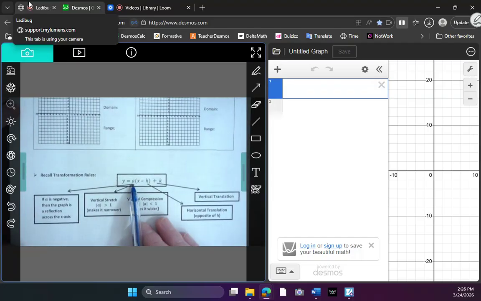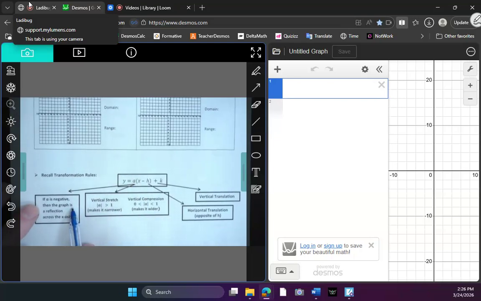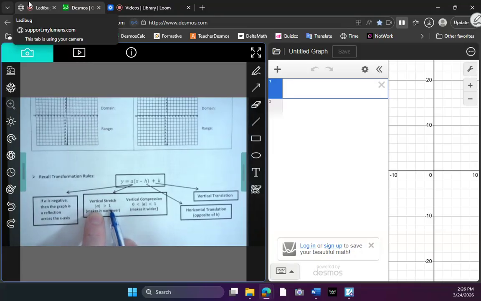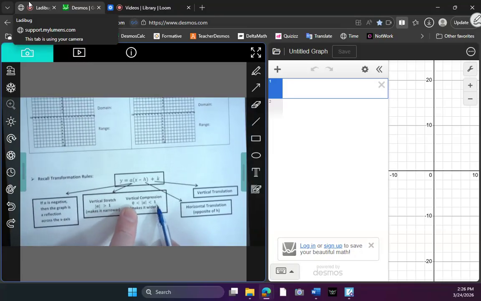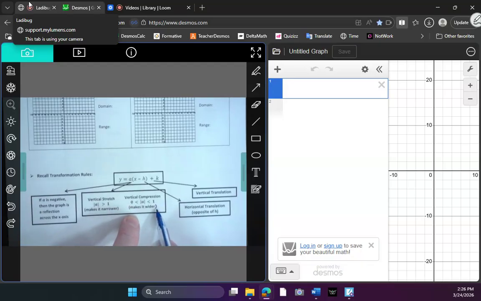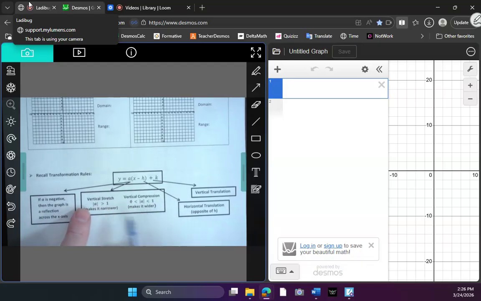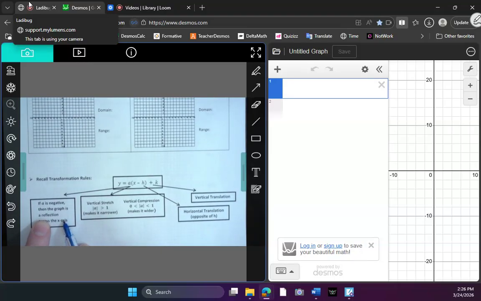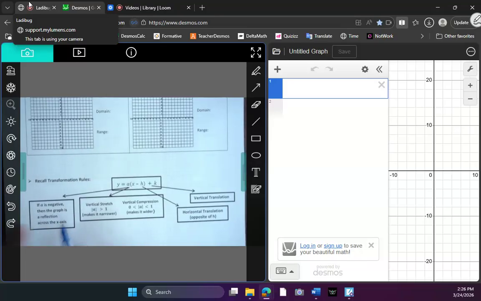So remember that the A value in front is going to reflect if it is negative, and it's going to do a vertical stretch if it's greater than 1, and if it is a fraction or decimal between 0 and 1, that's going to be a vertical compression. It's going to make it wider. This makes it more narrow. This flips it upside down, and we will check this here in a moment with Desmos.